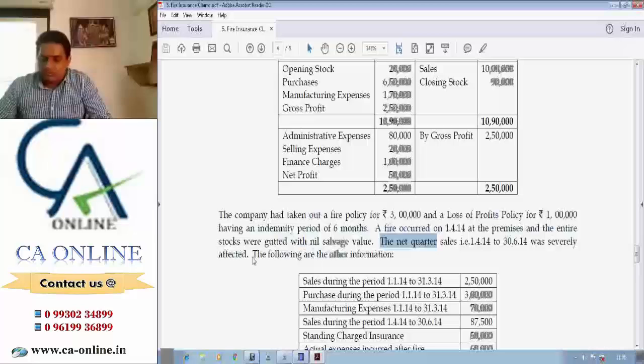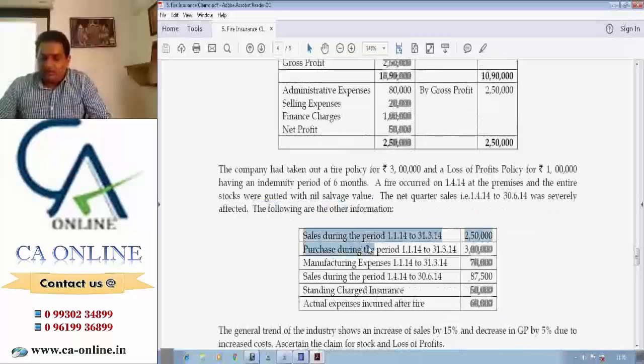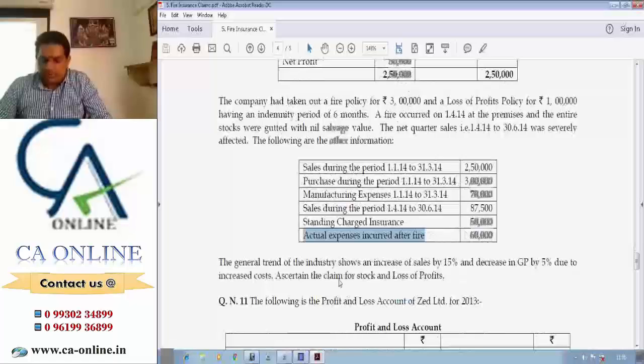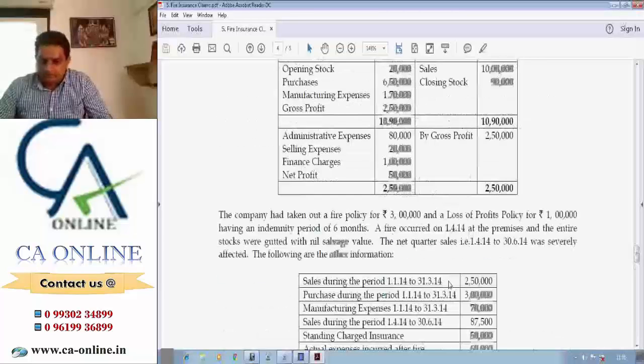Net quarter sales were severely affected. The following are the other information: sales during this period, purchase, manufacturing expenditure, standing charge insurance, actual expenses incurred after fire. The general trend of the industry shows an increase of sales by 15% and a decrease in GP by 5% due to increased cost. Ascertain the claim for stock and loss of profit.